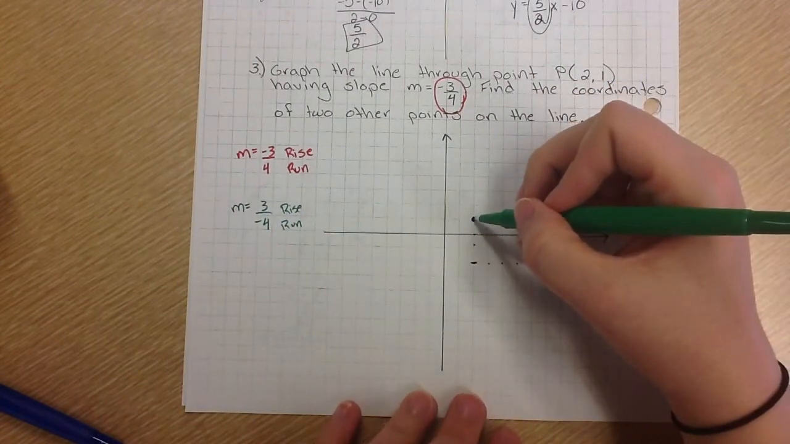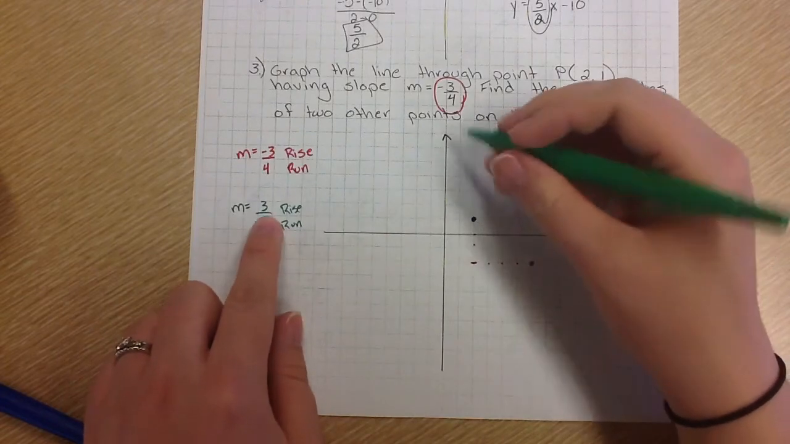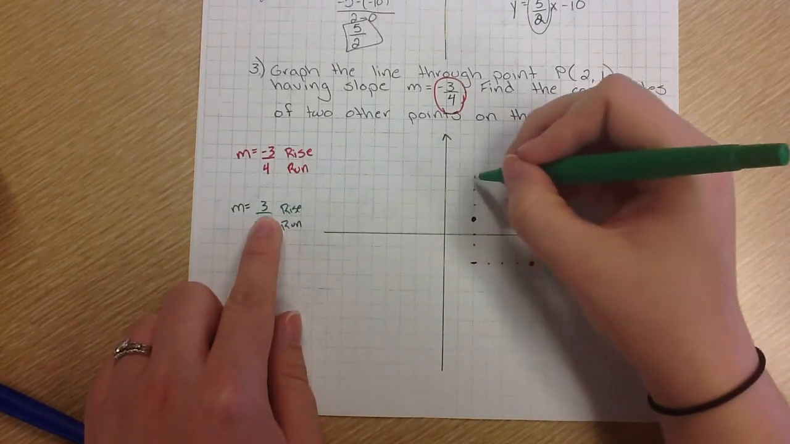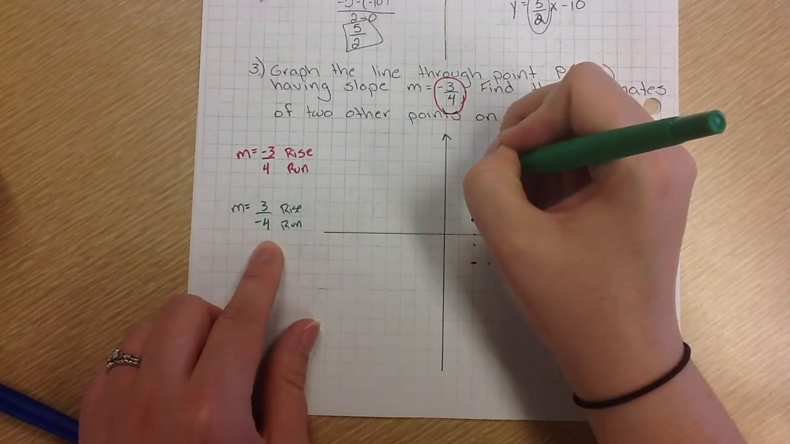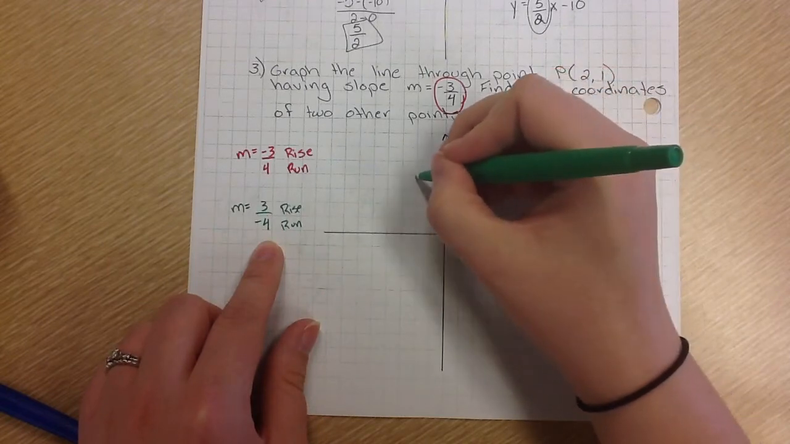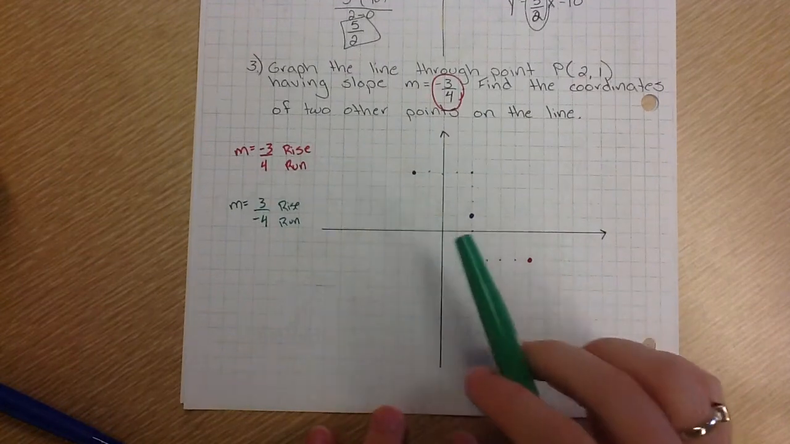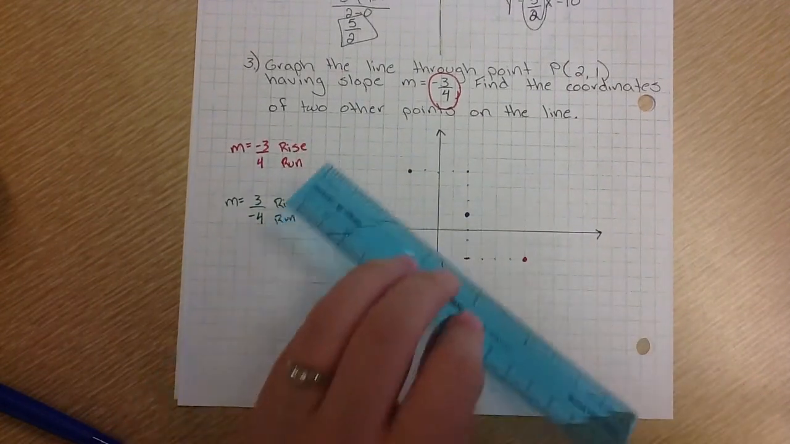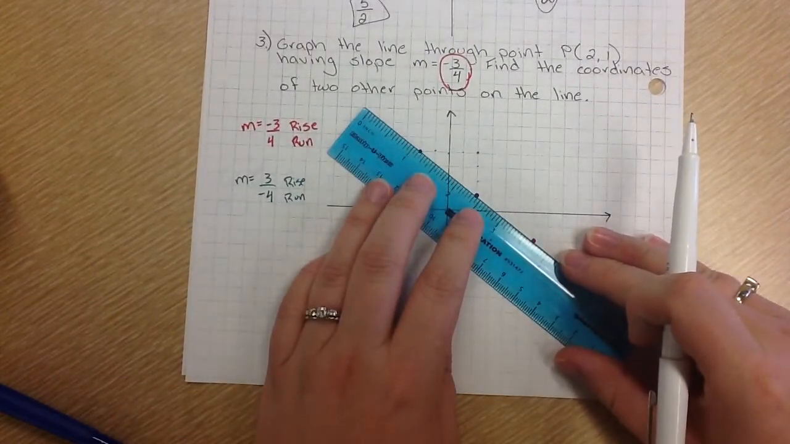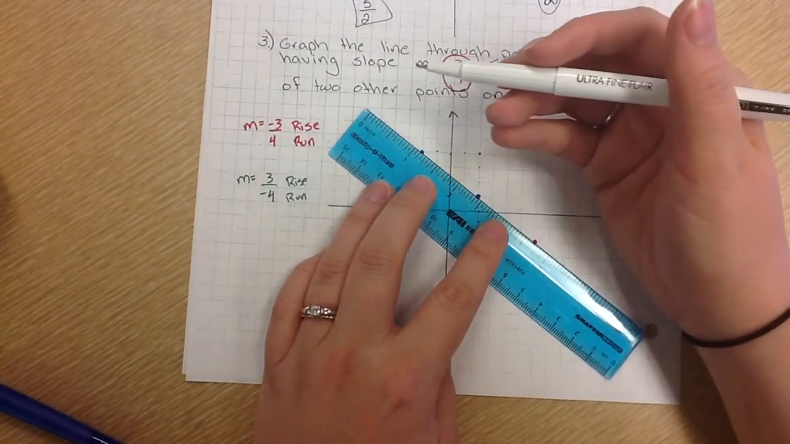From this point in purple, I have a rise of positive 3, so I want to go up 3. But I have a run of negative 4, so I want to go back 4. If I do it this way, look, there's my point in green, if you can see it. There's my point in purple, there's my point in red. You notice all 3 of these points are on the same line.